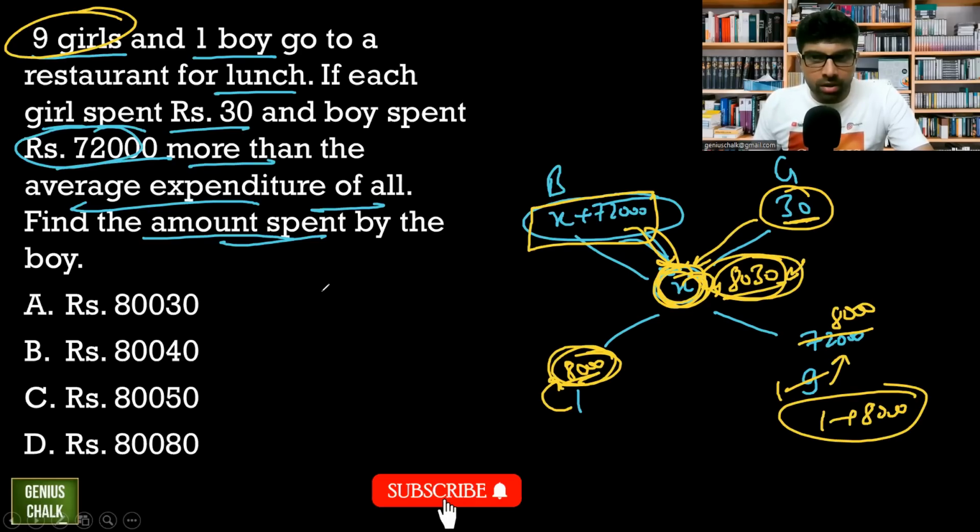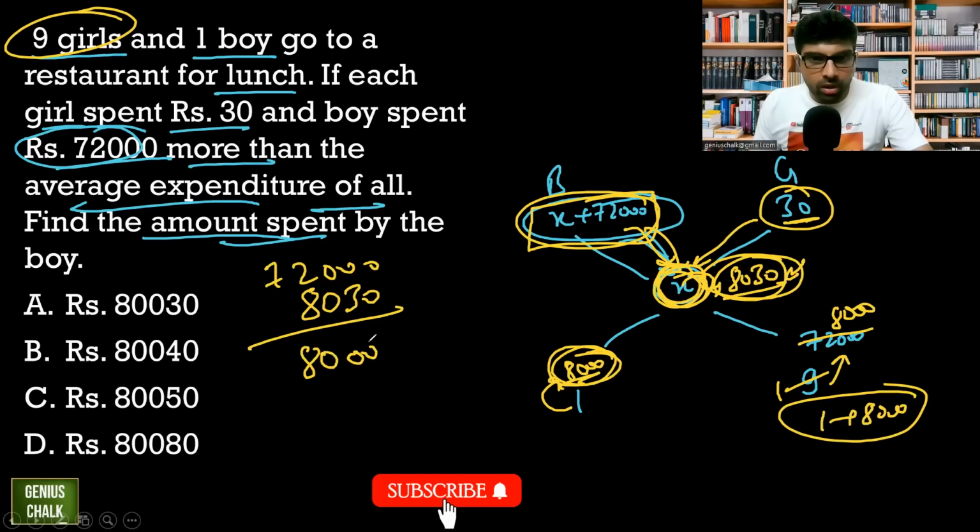So how much boy is having? X plus 72,000, X value is 8,030 plus 72,000. So this is 80,030, which is option A.